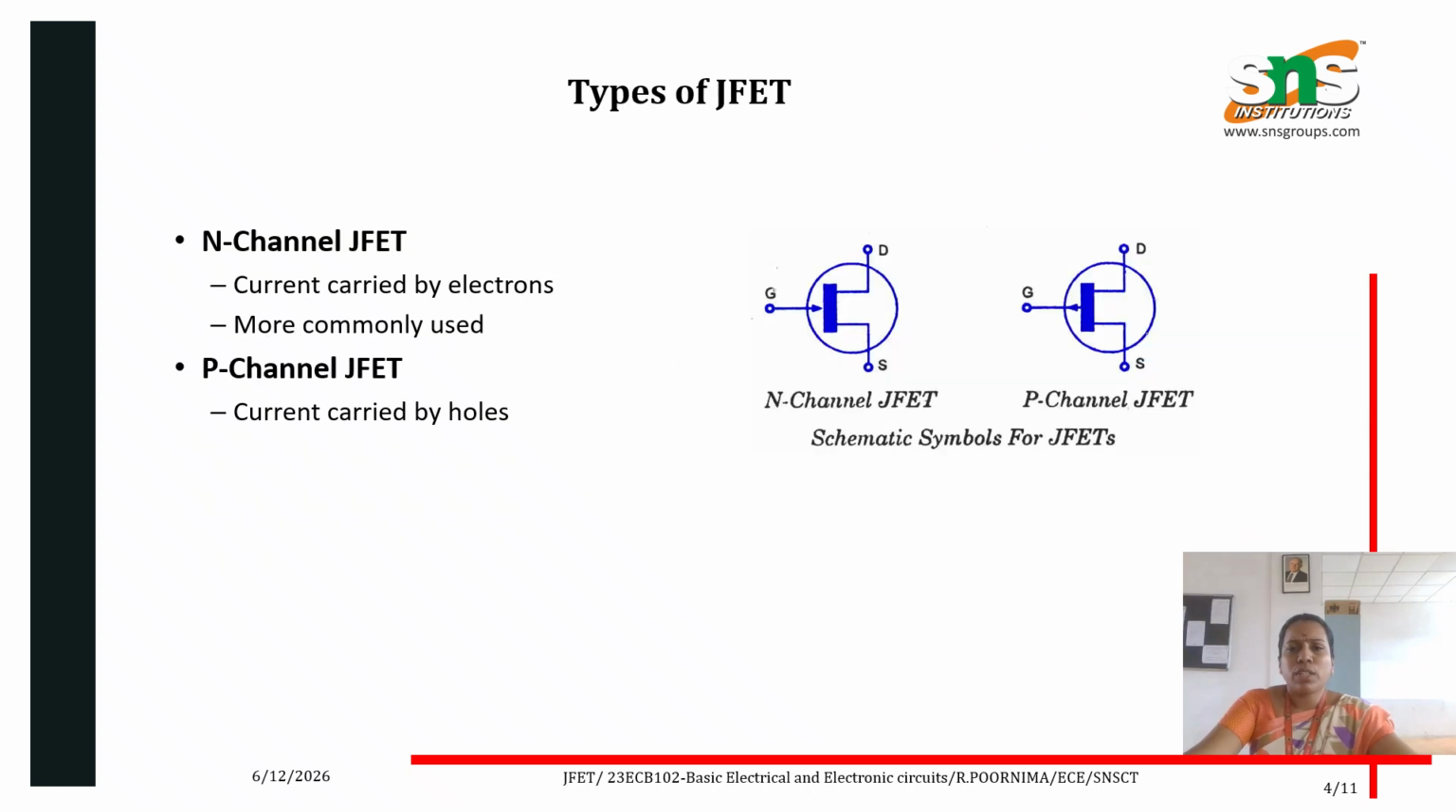Types of JFET: it is classified into N-channel JFET and P-channel JFET. In N-channel JFET, current flow is carried by the electrons. In P-channel, current is carried by the holes. These are the symbols of the N-channel and P-channel JFET.